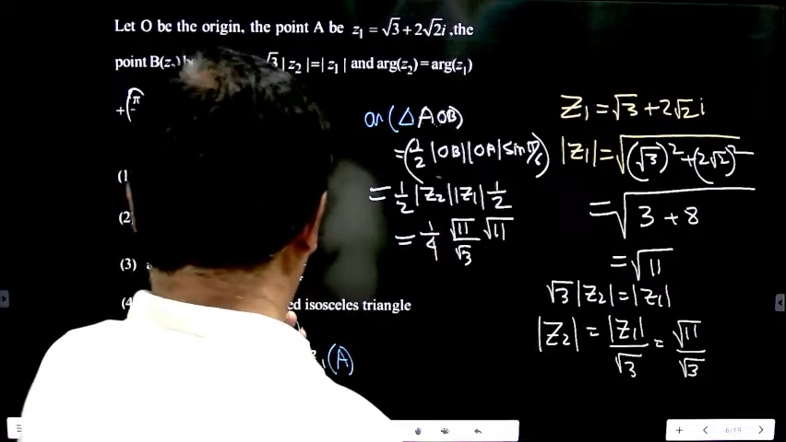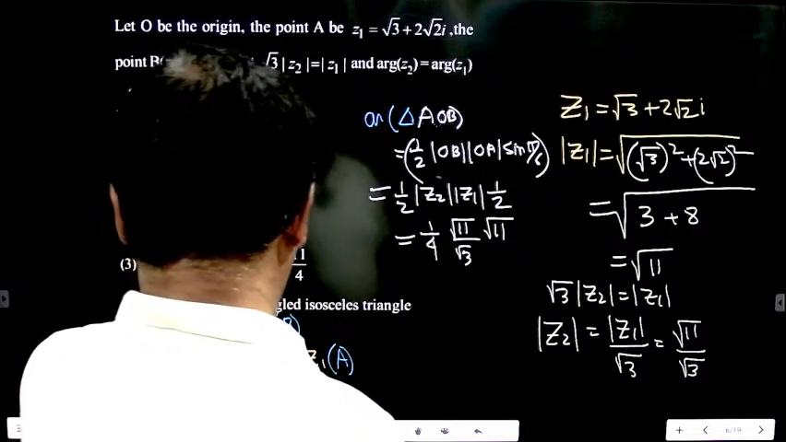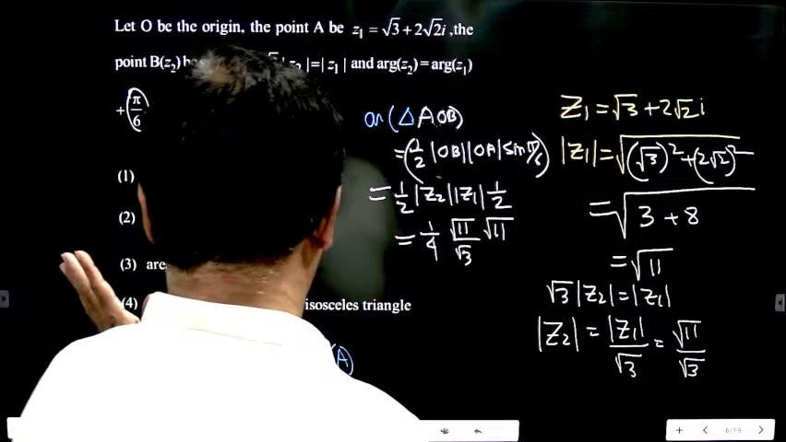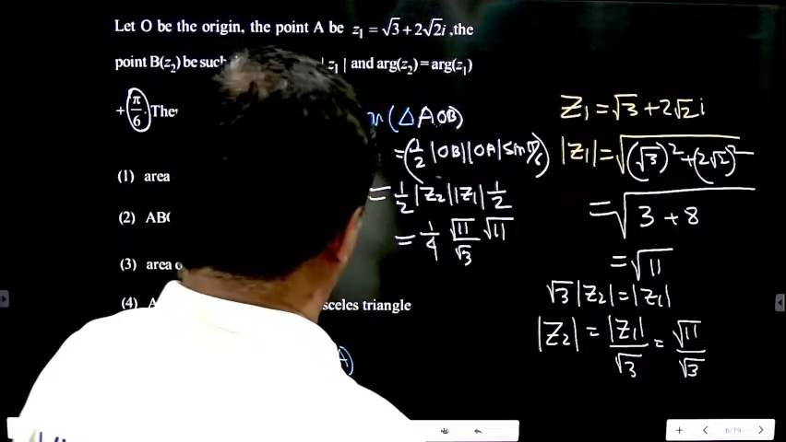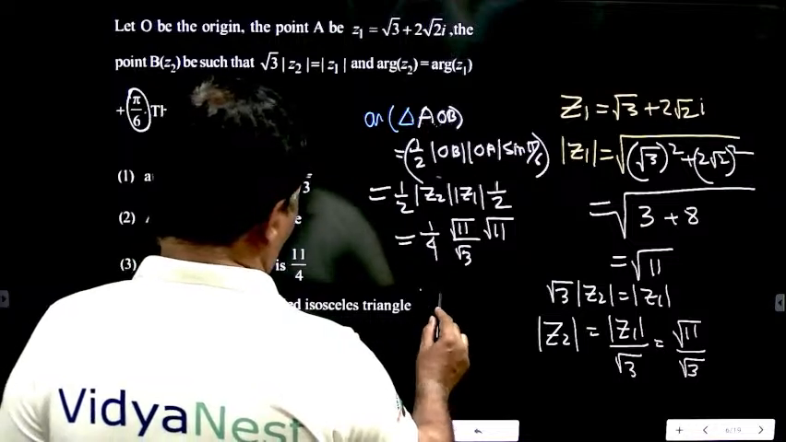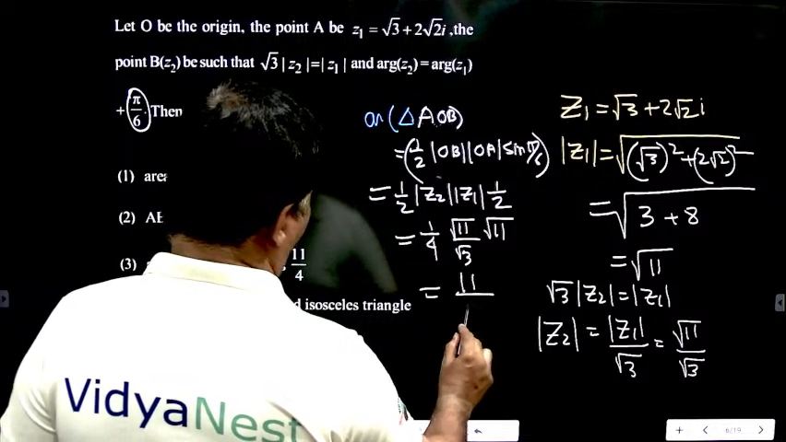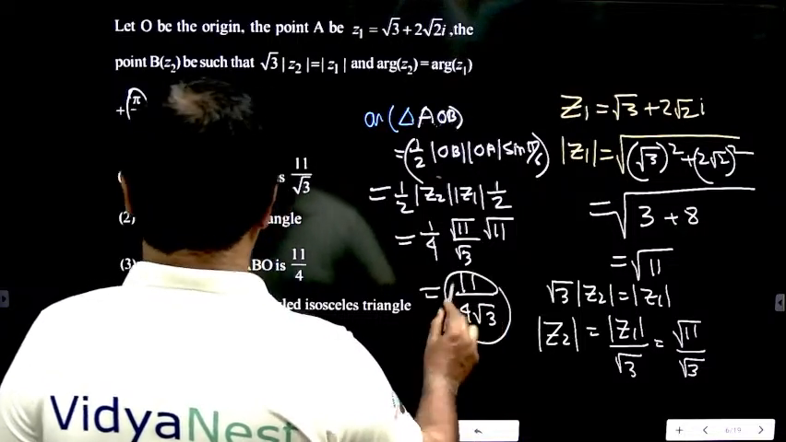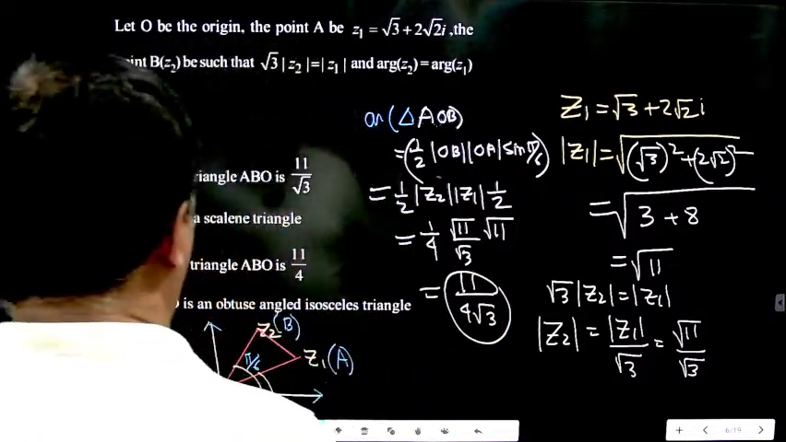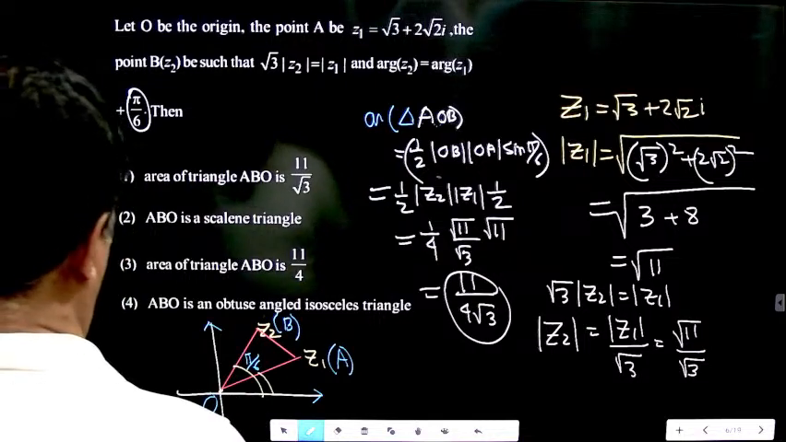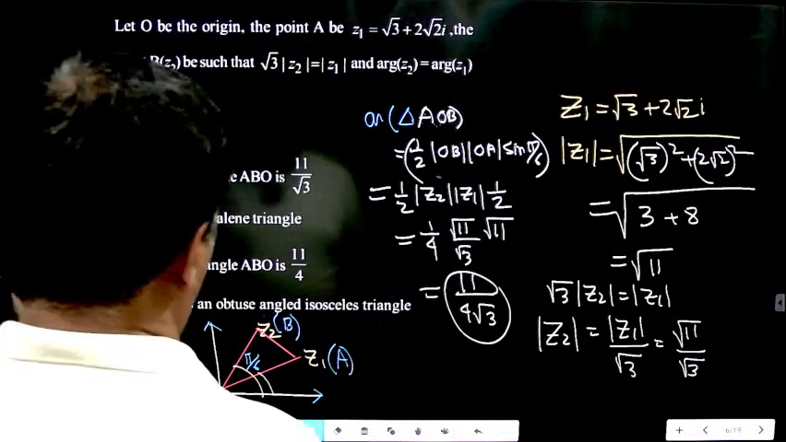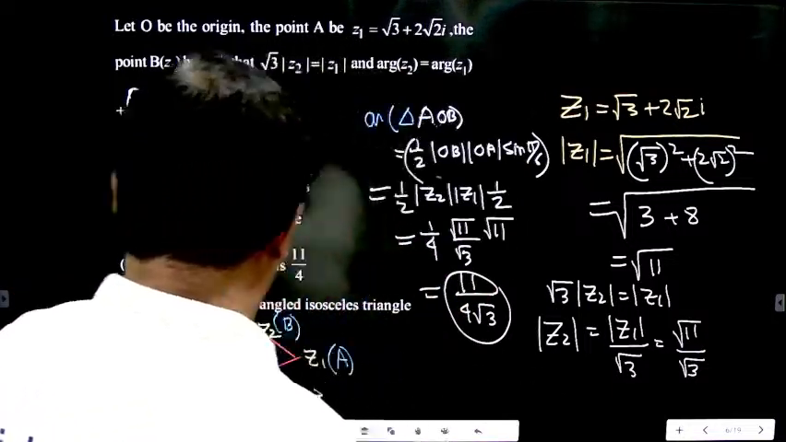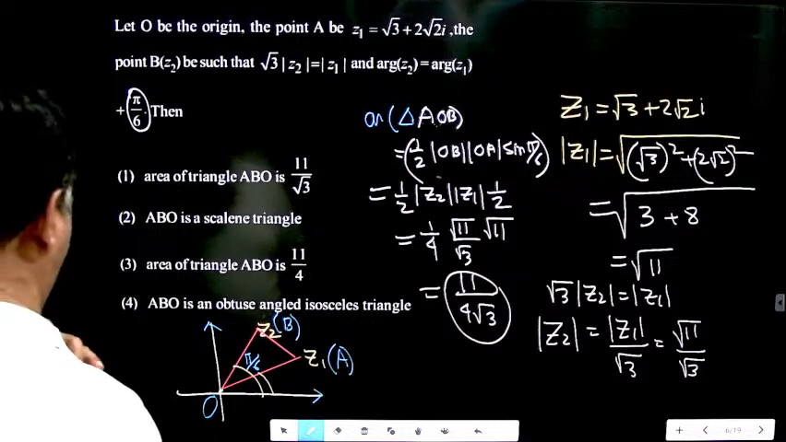Here this root 3 something is missing. It is coming 11 by 4 root 3. 11 by 4 root 3 is the area. But I think that this part is missing some. Yes, sir. Okay.